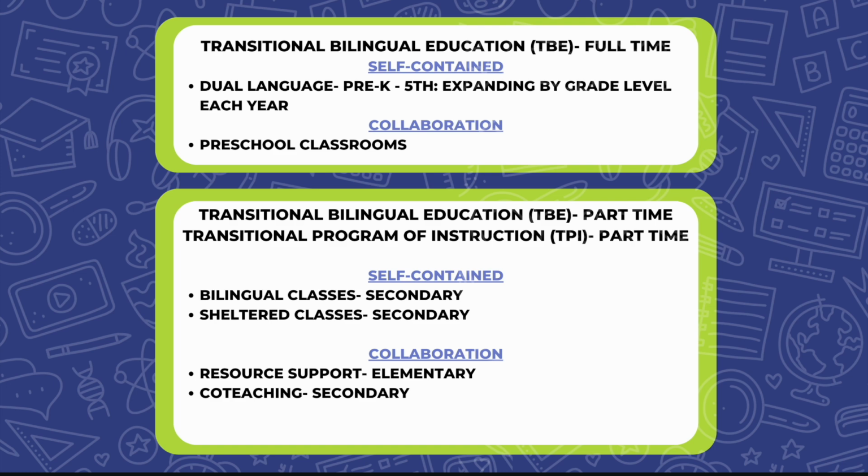For part-time services, there are self-contained classes offered in grades 6 through 12 through bilingual and sheltered ESL and content classes. Also, a part-time collaboration model is available through multilingual resource support at elementary and through the co-teaching model at secondary. The student's home language and level of English proficiency determines the most appropriate program and instructional model. It is important to note that dual language is a growing program model that will continue to expand and roll up each year with its first cohort of students.